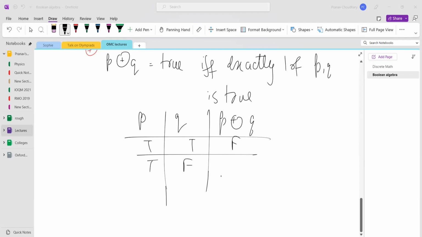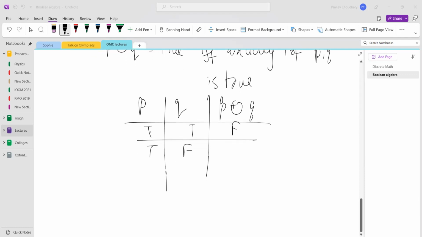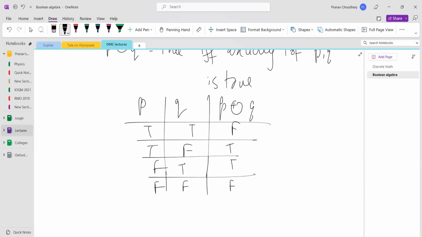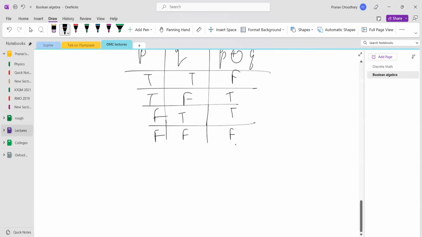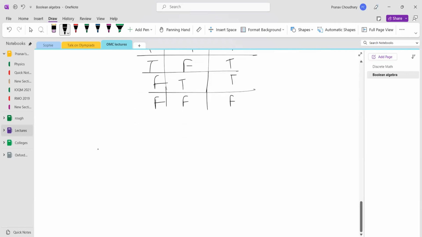Okay. So true true is false, true false is true, and false true is true, but false false is false. So this is how we define XOR. And we probably do not need to define this, but I'll just quickly go over it once. We do not need this for the lecture after that. P implies Q and P if and only if Q.